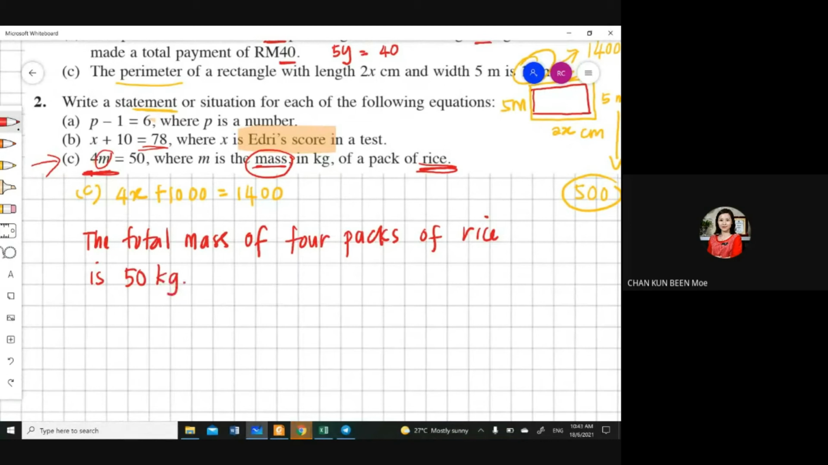Okay, you got to put yourself into it. 1 pack of rice, 10 kg. 4 packs of rice, 50 kg. Okay, have you ever gone and bought rice together with your parents from the supermarket? Heavy or not? 1 pack of rice? Yes. Right. Okay. So let's move on.